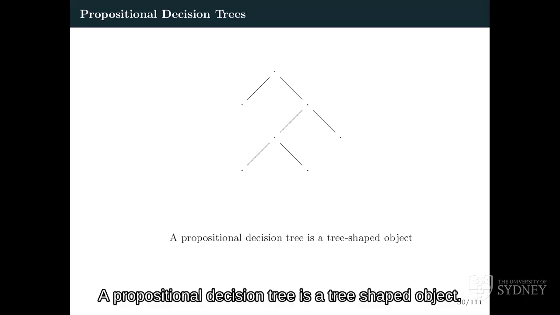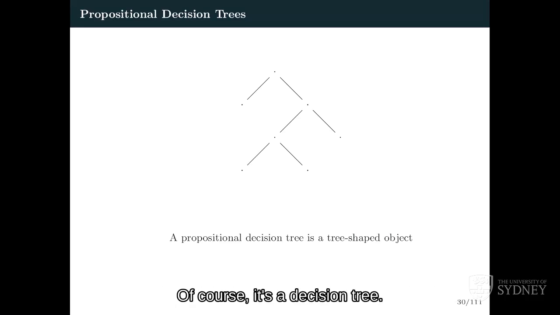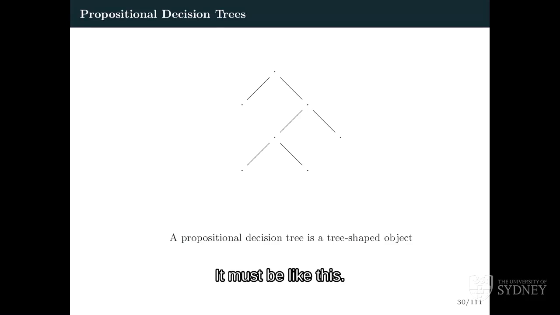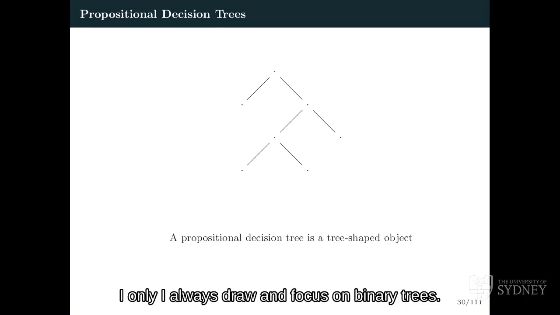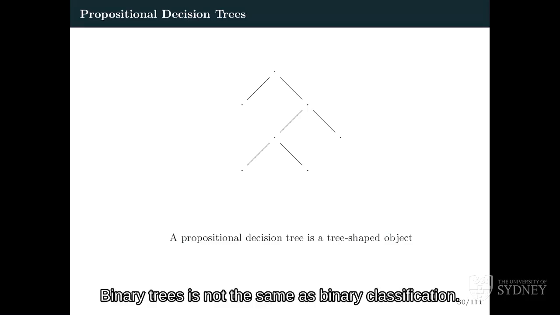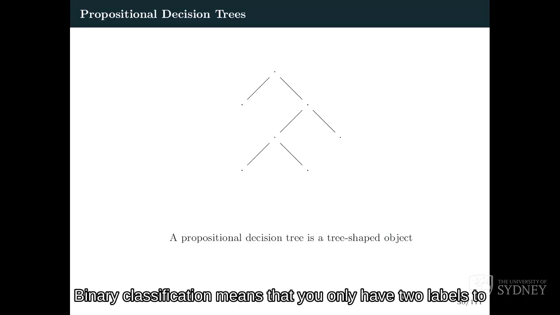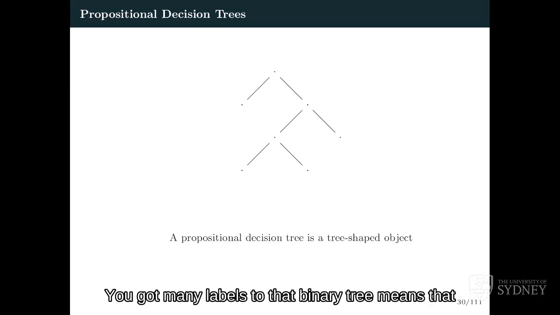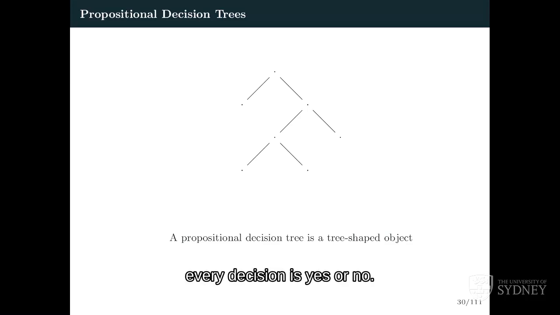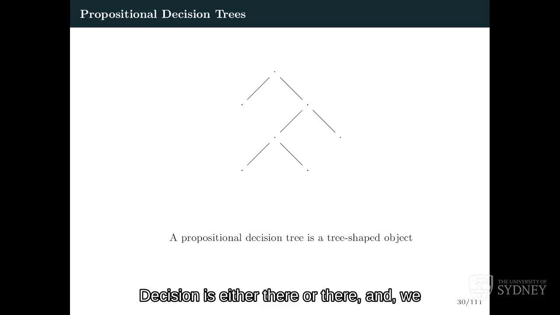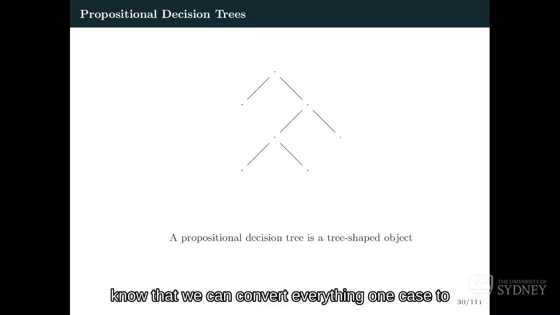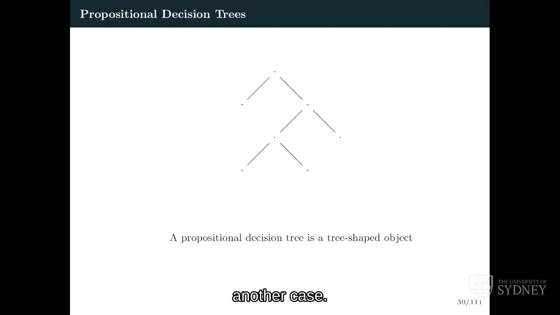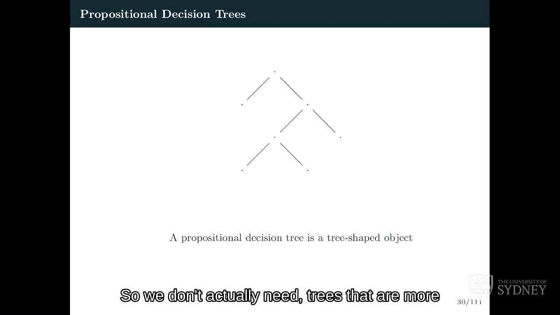All right, a propositional decision tree is a tree-shaped object. Of course, it's a decision tree, it must be like this. I always draw and focus on binary trees. Binary trees is not the same as binary classification. Binary classification means that you only have 2 labels to distribute; more than binary classification, you have many labels. Binary tree means that every decision is a yes or no decision, and we know that we can convert everything, one case to another. We don't actually need trees that are more than binary, so we can use binary trees.